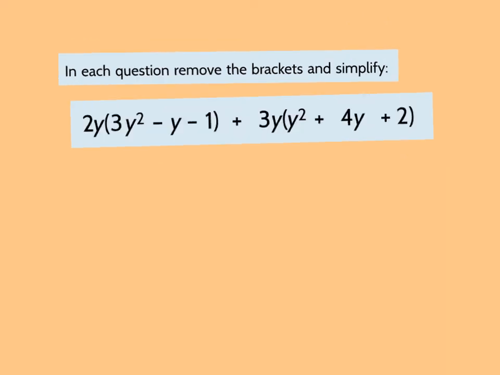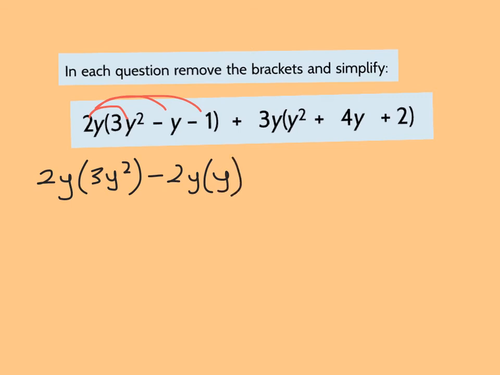Okay, now let us try some brackets that have 3 terms in them. And we can see there's a couple of minus signs in here as well, so it's going to be a little bit more complicated, but we'll get through it. Okay, so we start off first by multiplying the 2y by each term that's inside of this bracket. So we have 2y by 3y squared minus, because we have a minus there, 2y by y. And then we have 2y, so minus 2y by 1.